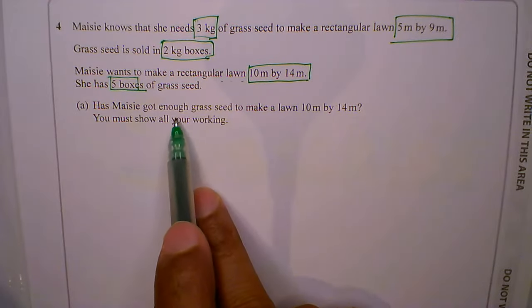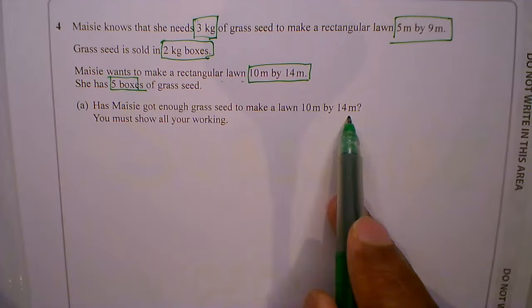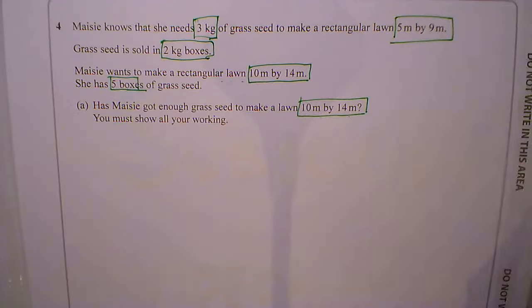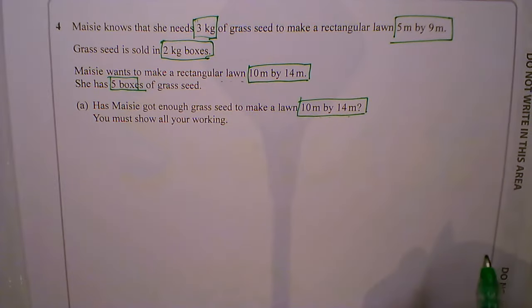A. Has Maisie got enough grass seed to make a lawn 10 meters by 14 meters? You must show your working out. So first of all, this is a problem-solving question. So there are many ways to solve this. So your method may be different to mine, which is fine, as long as you get your final answer correct.